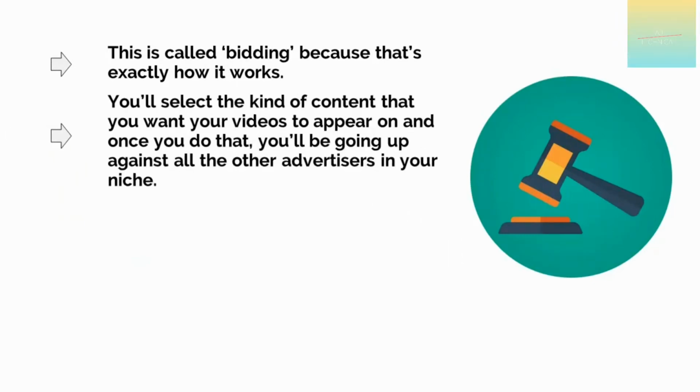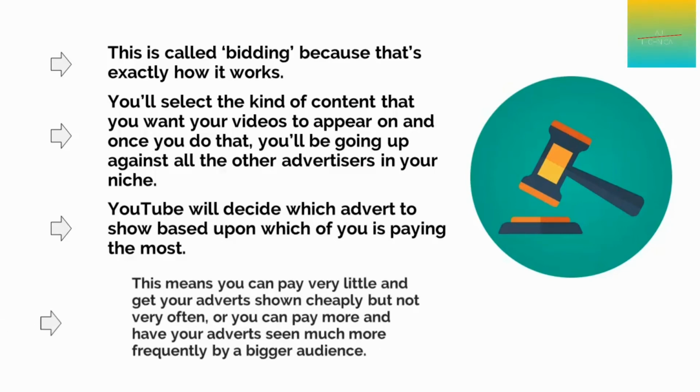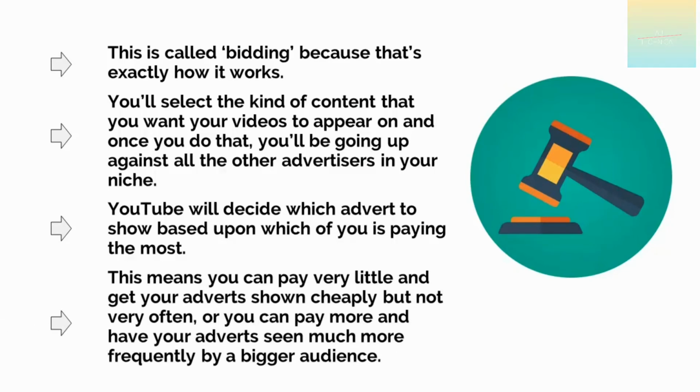You'll select the kind of content that you want your videos to appear on, and once you do that, you'll be going up against all the other advertisers in your niche. YouTube will decide which advert to show based upon which of you is paying the most. So this means that you can pay very little and get your adverts shown cheaply, but not very often, or you can pay more and have your adverts seen much more frequently by a bigger audience.